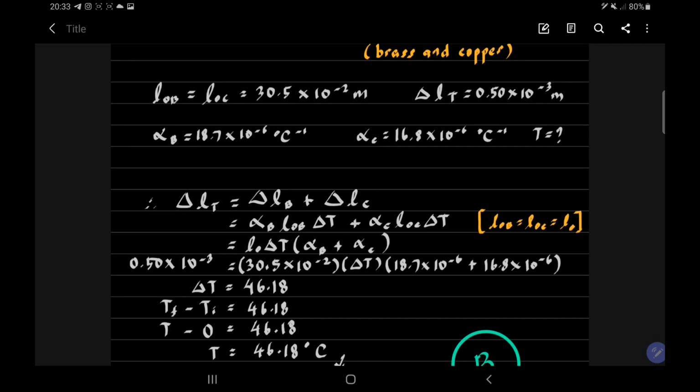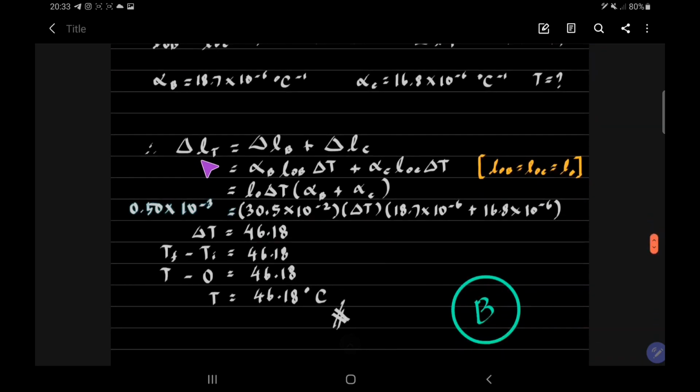According to the principle, when the metals are just in touch, the total elongation equals the elongation of brass plus the elongation of copper. The elongation of brass equals alpha times original length times delta T of brass, and the elongation of copper equals alpha times original length times delta T of copper. Remember, the original length given for both metals is equal, so we take it as L naught. The change in temperature, delta T, is also the same.